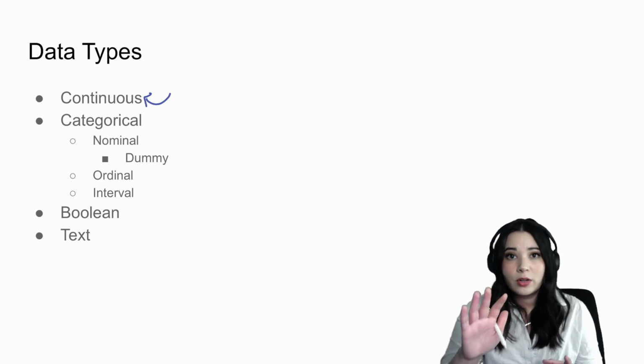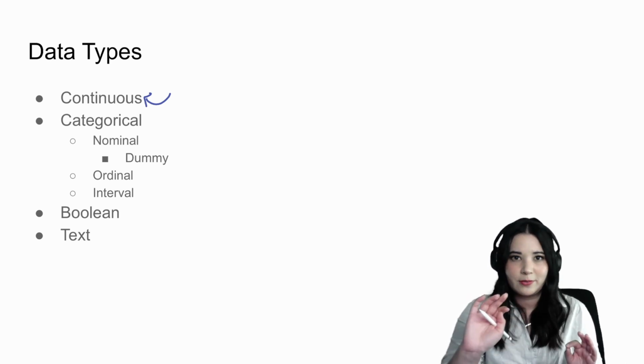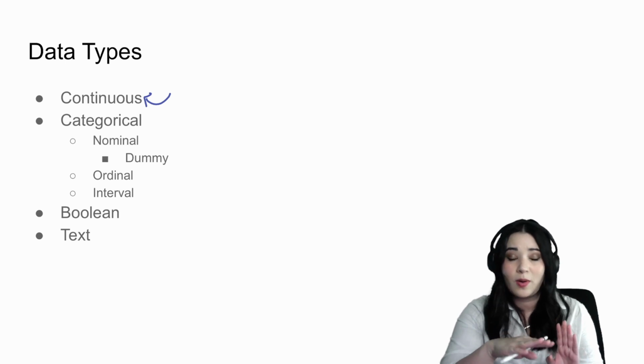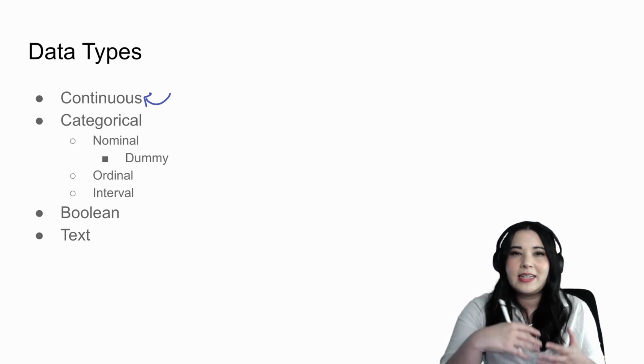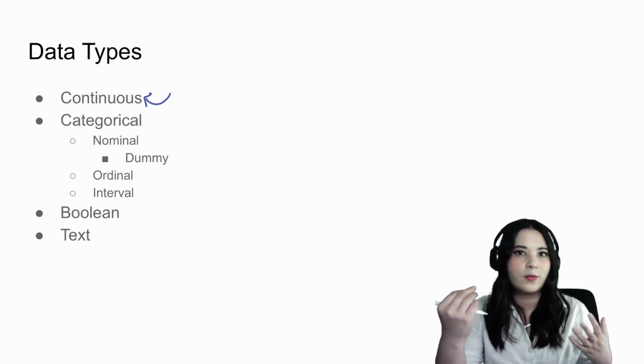But categorical variables come in a lot of different flavors. So let's start with the basic one, nominal. Nominal data is something that doesn't have a meaningful order.